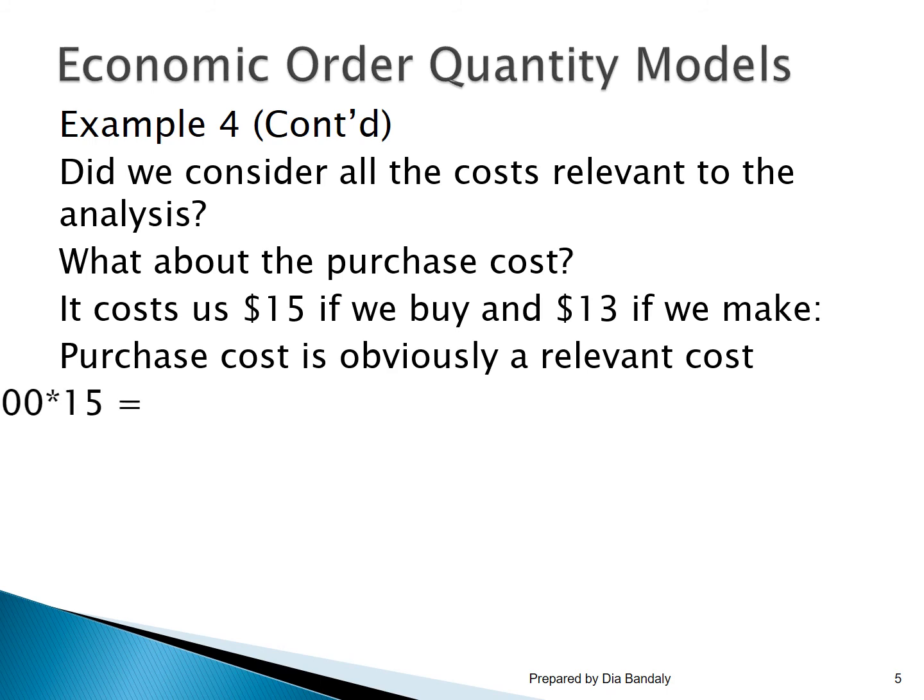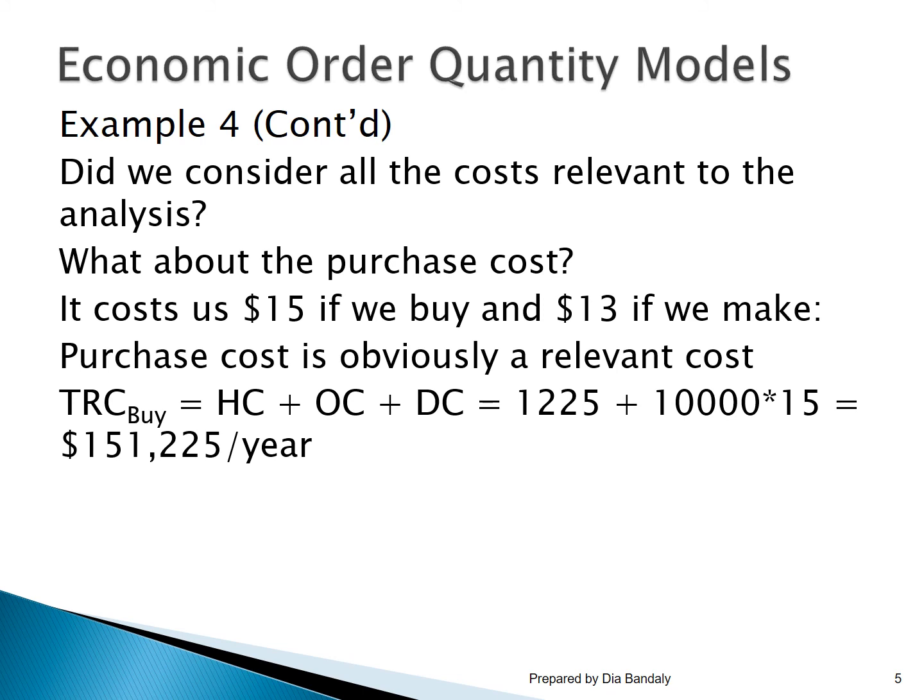So let's see again. The total cost of buying is holding cost plus ordering cost plus DC. What's that DC? D is the annual demand and C is the unit cost. And what happens when you multiply the annual demand by unit cost? This is your annual purchase cost. Remember when we were listing the components of inventory cost, we said the purchase cost is the highest cost. It represents maybe 90%, 95% of your total inventory cost.